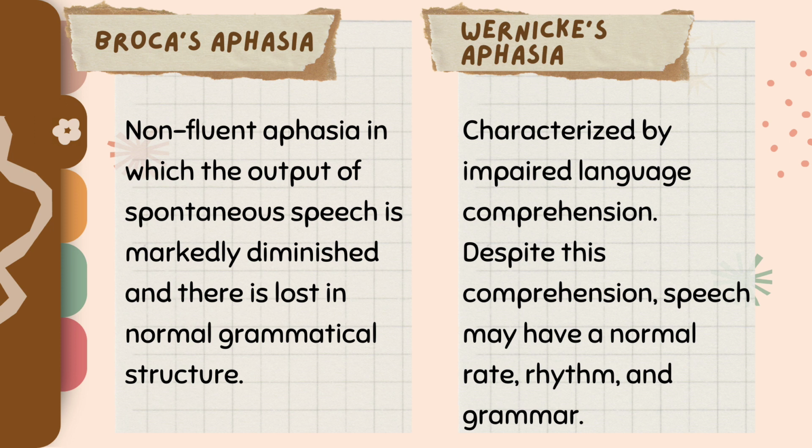In Wernicke's aphasia, this is quite different from Broca's aphasia. This disorder is a fluent aphasia and focuses more on impaired language comprehension. However, despite this impaired comprehension, speech may have a normal rate, rhythm, and grammar. A person with this kind of disorder is able to articulate words correctly, but is not able to comprehend if he or she is saying the right words as he or she responds.